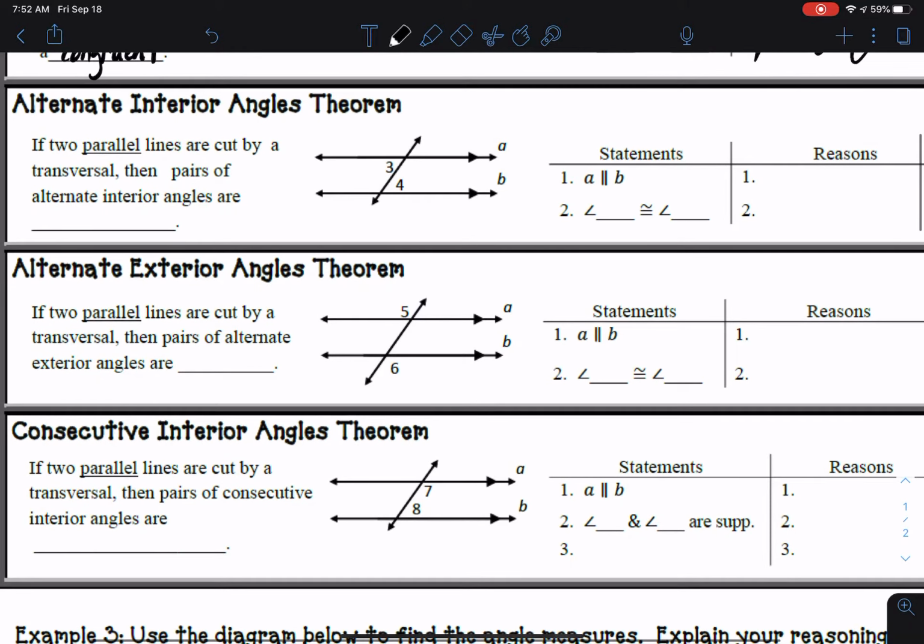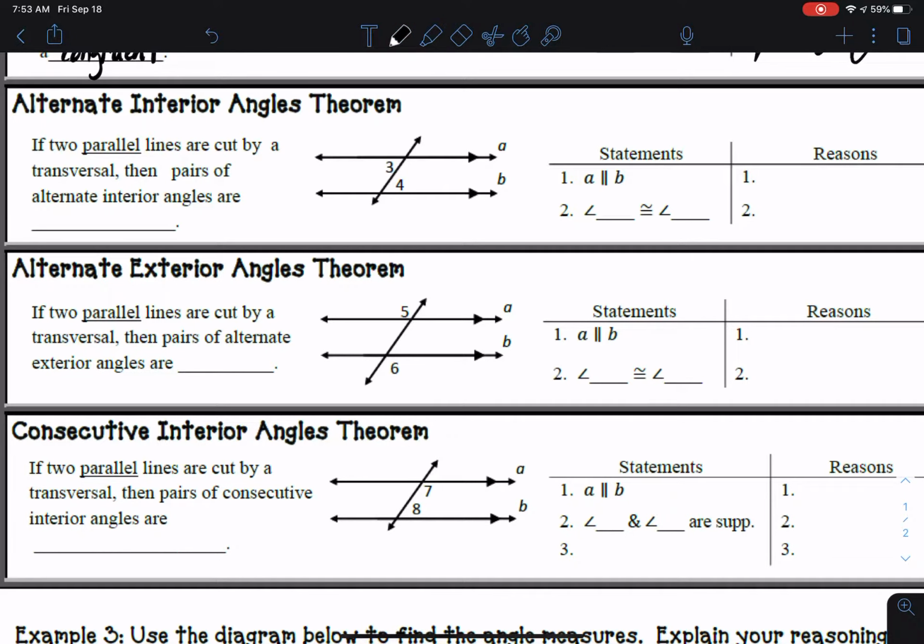Next one. Alternate interior angles. Alternate meaning it's going back and forth from one side to the other, alternating. So this one is on this side, it's on the inside, and it's on the left, this angle 3. So it's interior angle, and then you have the angle 4 right here. It's still on the inside between the two parallel lines, so it's interior. And they're alternating sides, okay? One's on the left side, one's on the right side. That's why they're called alternating interior angles.